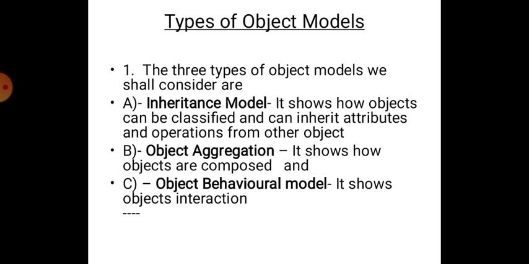Here we have to learn the concept of inheritance, that is, how one object takes the properties from other objects. This you have studied in the object-oriented approach. Next, object aggregation shows how objects are composed. The name aggregation itself tells what the composition of the objects is, what it consists of. Next model, the object behavioral model. This model shows how the various objects interact with each other.